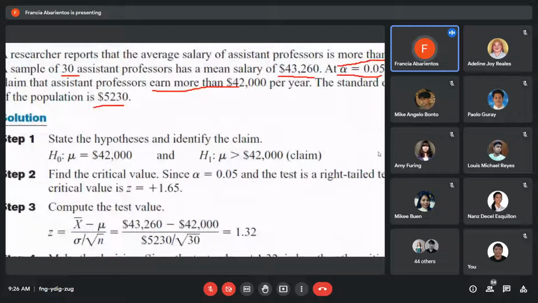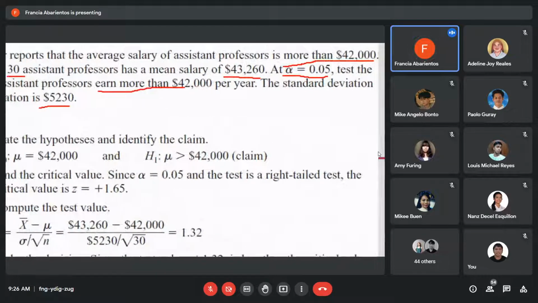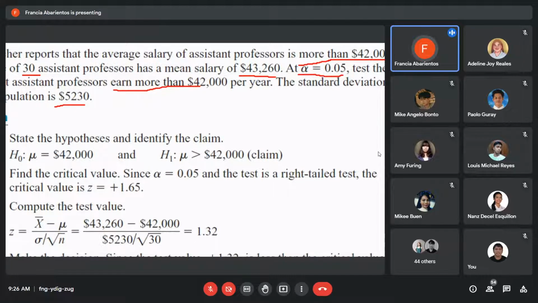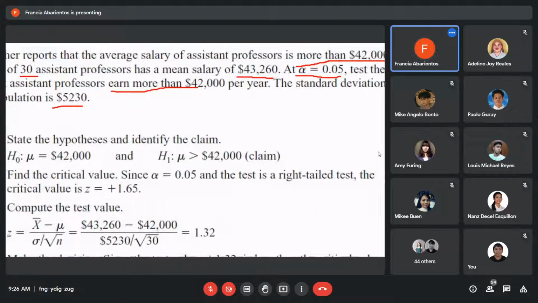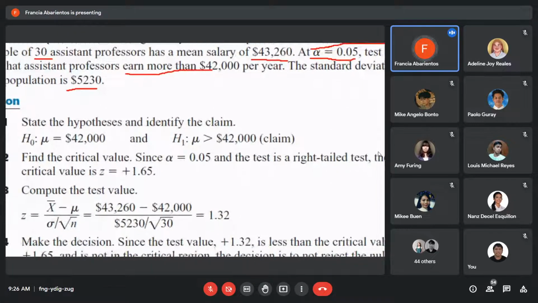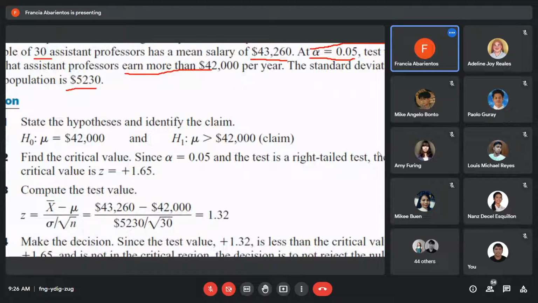In step 2, we need to find the critical values for a given alpha or the level of significance. So we need to test whether it falls under the right tail test or the critical value. And finding the critical value. So, ito quest na critical value, hahanapin nyo na lang ito sa table. Okay?